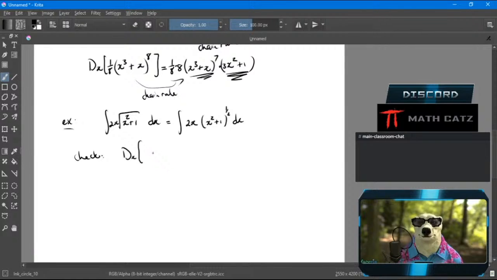So I'm gonna guess I need an x squared plus 1 to the 3 over 2. Let's see how far that gets me. Well, power rule, 3 over 2 for the first part of the chain rule, x squared plus 1 to the 1/2. It's good. Times, says the chain rule, the derivative of the inside function, 2x.